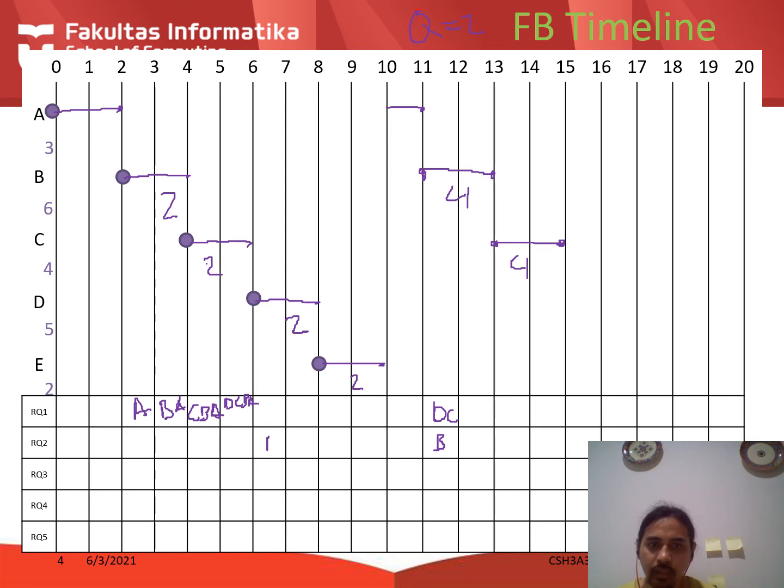Here we have D and B, so D will continue to 17, and D will go to the bottom queue, and B will continue to 19, and B is finished. Then D will also finish here, so all of them are finished.